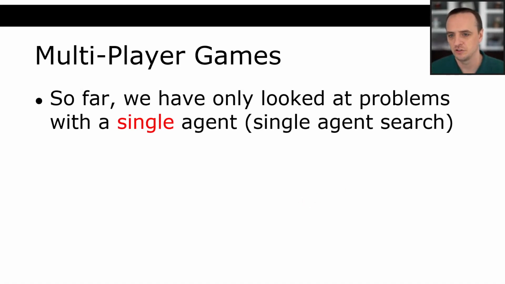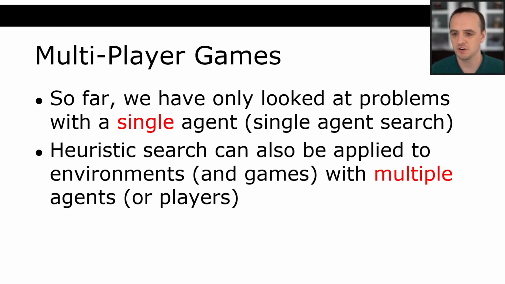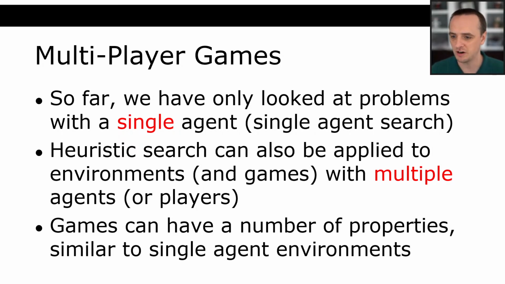Multiplayer games. So far in this course, we've only really looked at problems with a single agent. And so that's called single agent search. So for example, solving a puzzle or trying to compute a shortest path in an environment. Heuristic search can also be applied to environments or games with multiple agents, or in the case of games, it would be multiple players. And as we talked about before, multiplayer games can have a number of properties that are similar to single agent environments.